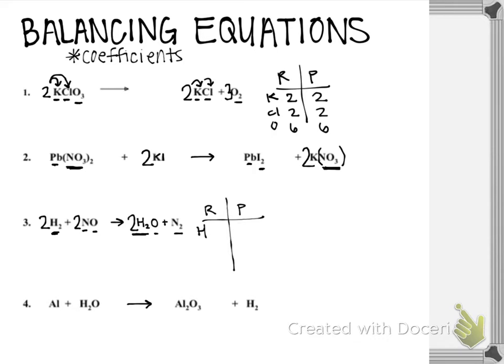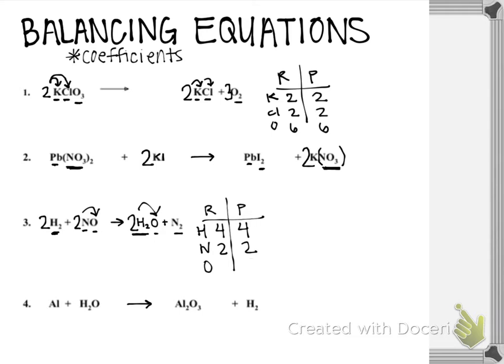You have H, N, O. Reactant side, 2 times 2 is 4. Product side, 2 times 2 is 4. Nitrogen is 2 on the reactant, 2 on the product. Oxygen is 2 on the reactant, 2 on the product. So your numbers are equal, therefore it is balanced.